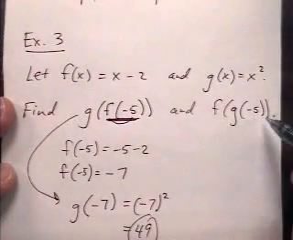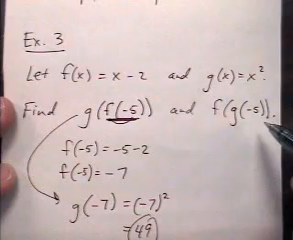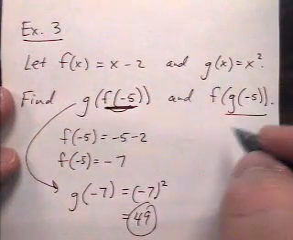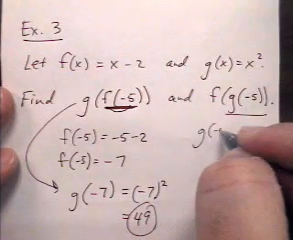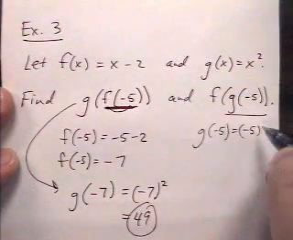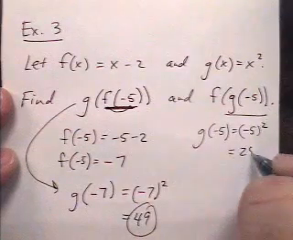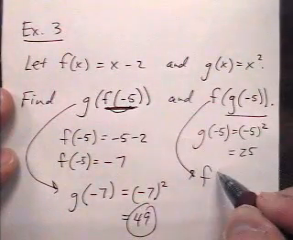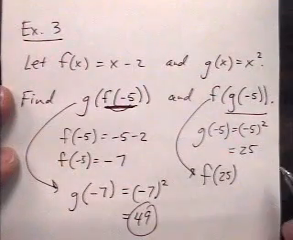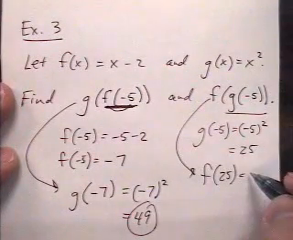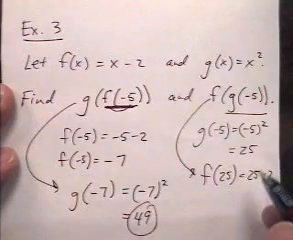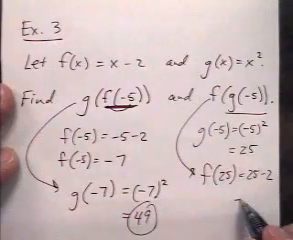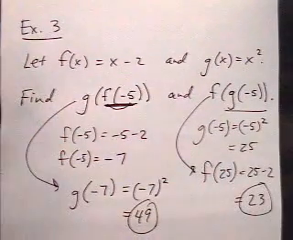Now, does it work the same way if I switch the letters? Well, start out figuring out what g of negative 5 is. G of negative 5 is negative 5 squared, which is 25. So this question is really the same thing as f of 25. Well, that's 25 minus 2 according to the equation right there. So that's 23.